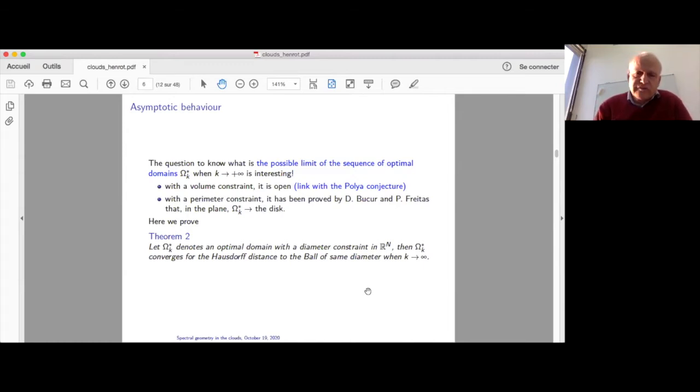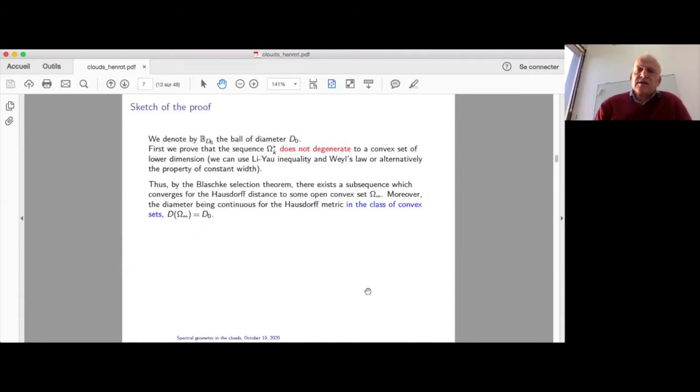And let me give the proof, which is quite simple here. So let me denote by B_D0 the ball of same diameter. I am working with a diameter constraint which is D0. And first, we have to prove that the sequence of optimal domains does not degenerate to a flat convex set. Since the diameter is fixed, it might happen that the sequence of domains shrinks to a convex set of lower dimension. So it can be done using either the Li-Yau inequality and Weyl's law, or even here, since we are dealing with bodies of constant width, we see that we cannot converge to something flat.